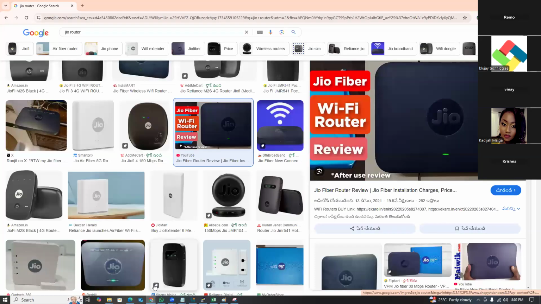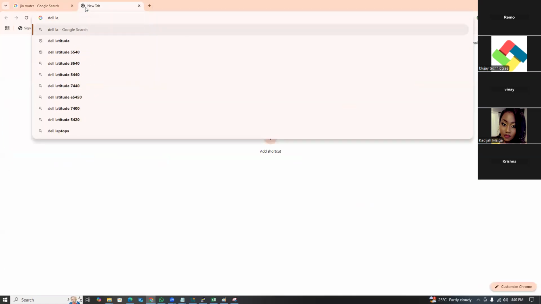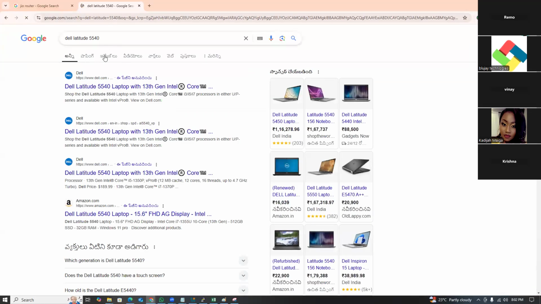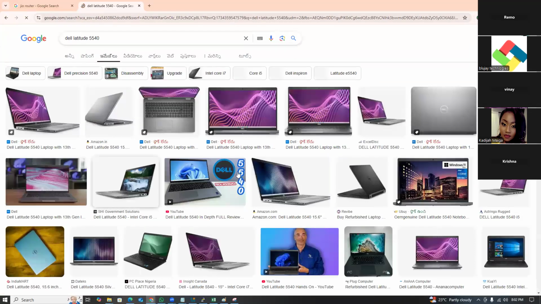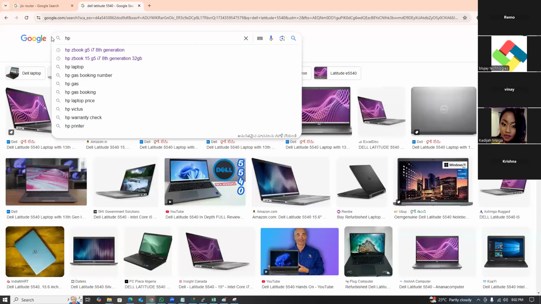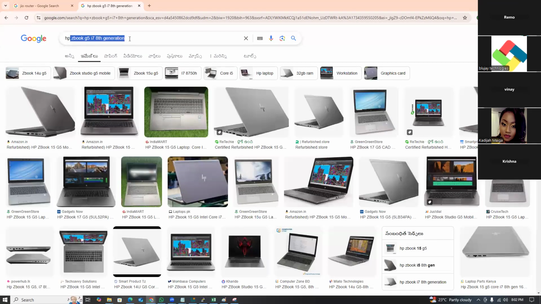For example, the Dell company's Dell Latitude 5400. What is this, guys? This is the Dell Latitude 5400, and this hardware is designed for a single-user operating system. The same goes for HP laptops like the HP Lite. These are all for single-user operating systems.